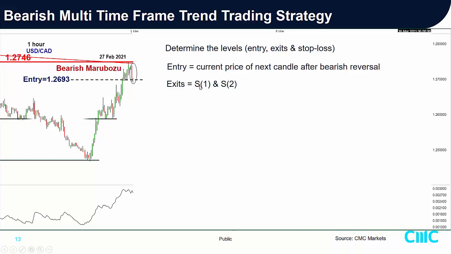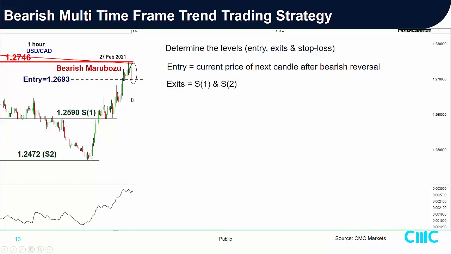So we have two. S1 is for us to take a partial close out of this bearish bias trading setup, and S2. S1 will be at 1.2590, and S2 will be at 1.2472, which is the last swing low that we determined on the 4 hour chart. So this is where we got to exit entirely of our position. So these are predetermined exit levels for us to manage this bearish trading setup.